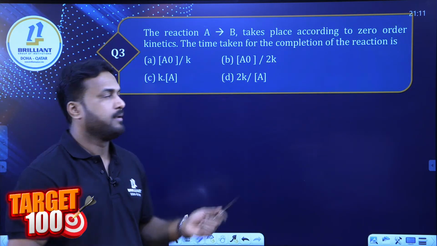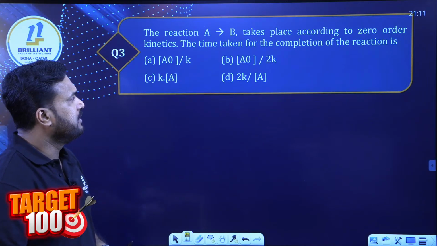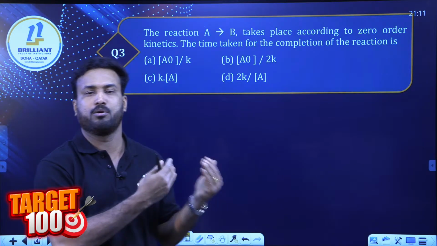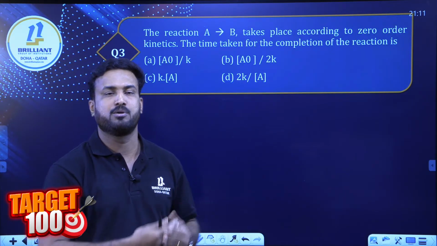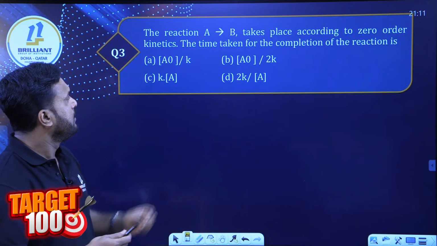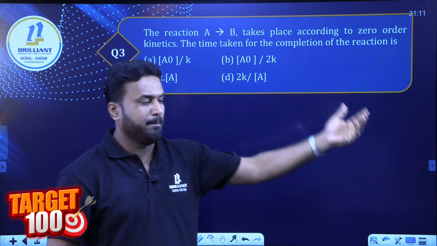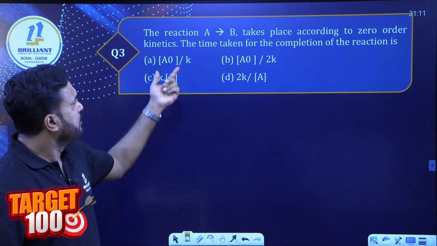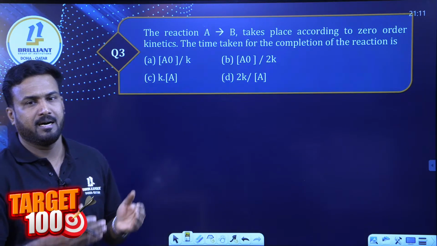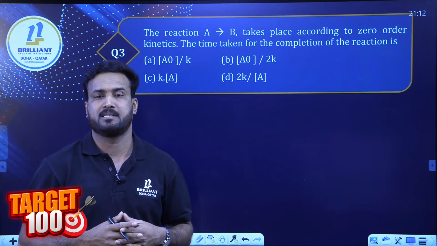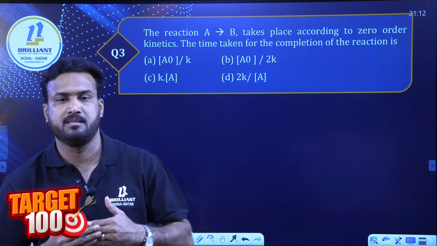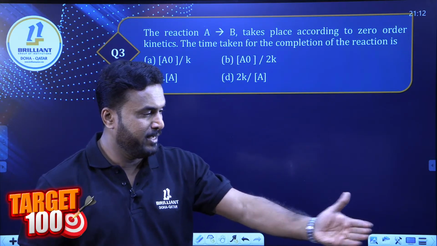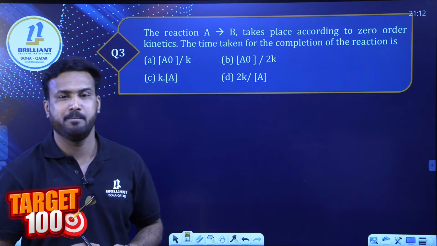The third question is: the reaction A gives B takes place according to zero order kinetics. The time taken for the completion of the reaction is, again you can send the right answer. I gave an idea: in a zero order reaction, the rate of reaction remains the same. Yes, all are sending the correct answer. Someone is sending B. Check your answer once again.